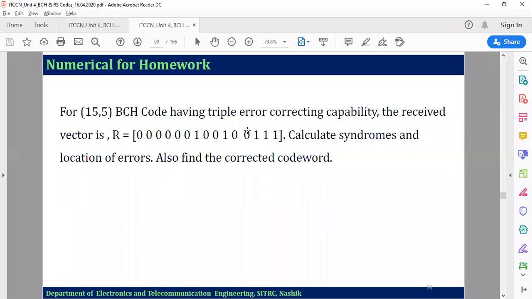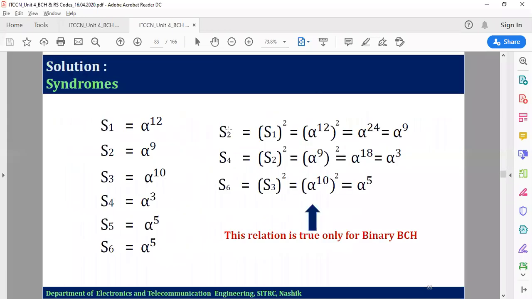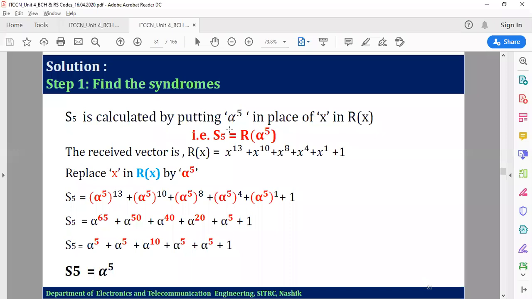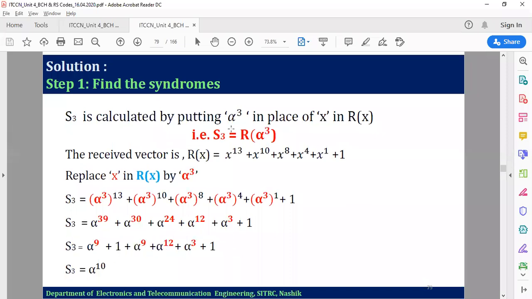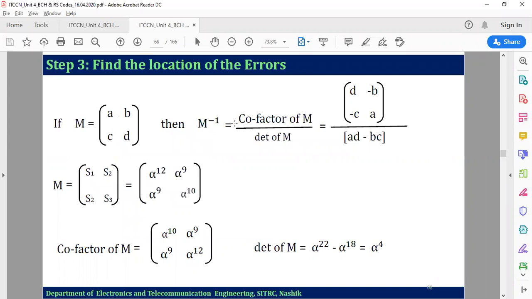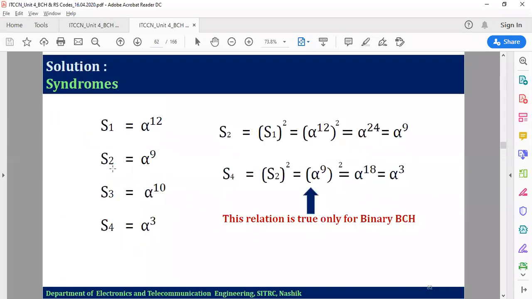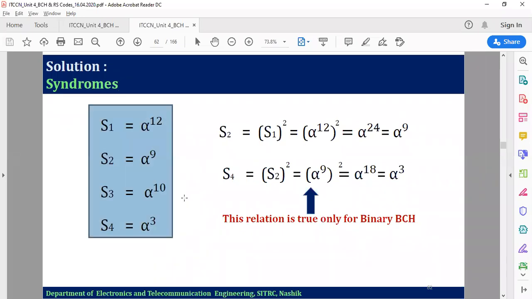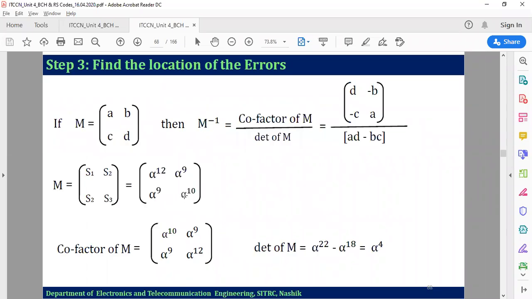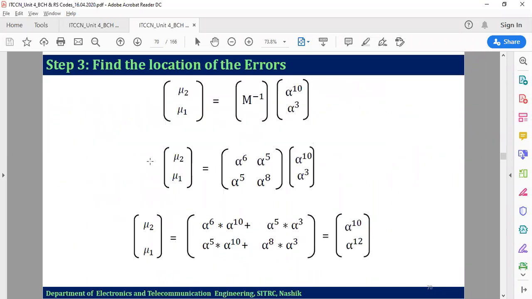Okay, so we'll get back to the example that you have taken for the homework in the last lecture. This is the example. I hope you have written the values of S1, S2, S3, S4. So back to this example, there was some typing mistake here for finding out this mu2 and mu1. I have taken the values from the previous example. So instead of 0 and alpha 7, there is alpha 10 and alpha 3.